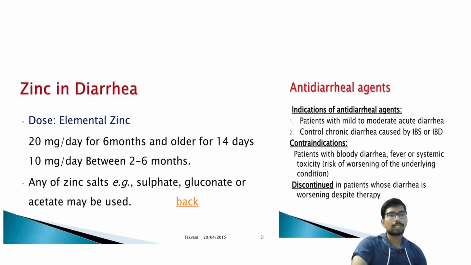Elemental zinc 20 milligram per day for 14 days in those 6 months and older, and 10 milligram per day between 2 to 6 months. Any of the zinc salts can be used. Anti-diarrheal agents like loperamide and racecadotril can be used in patients with mild to moderate acute diarrhea. Contraindications of these anti-motility agents are bloody diarrhea, any fever or systemic toxicity; discontinue in patients whose diarrhea is worsening despite therapy.